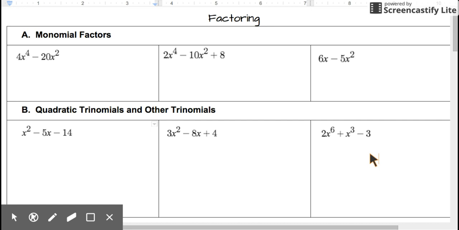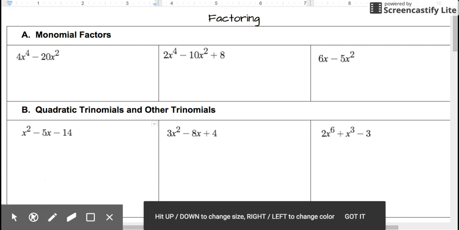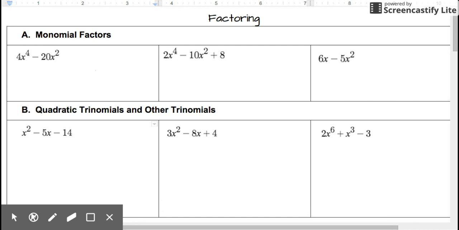In this video, I want to show you the different techniques of factoring polynomials. When we're factoring polynomials, the first thing we want to do is find out if the terms have a common monomial factor. If they do, then we factor out that common monomial factor. Now, by inspection, 4x to the fourth and negative 20x squared have a common factor of 4x squared.